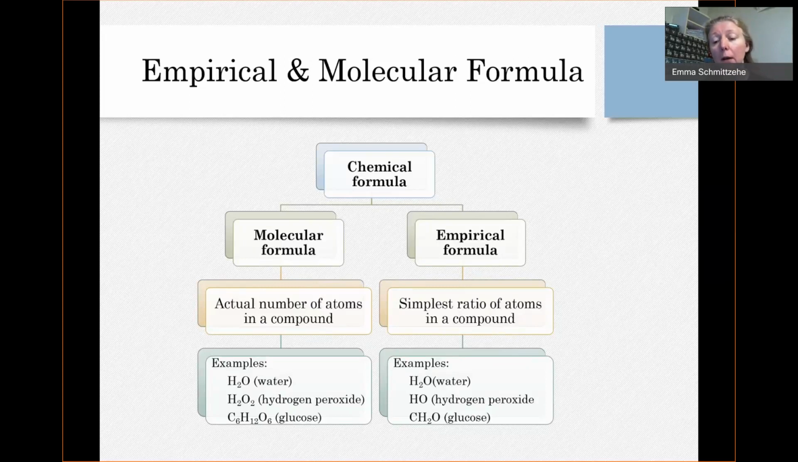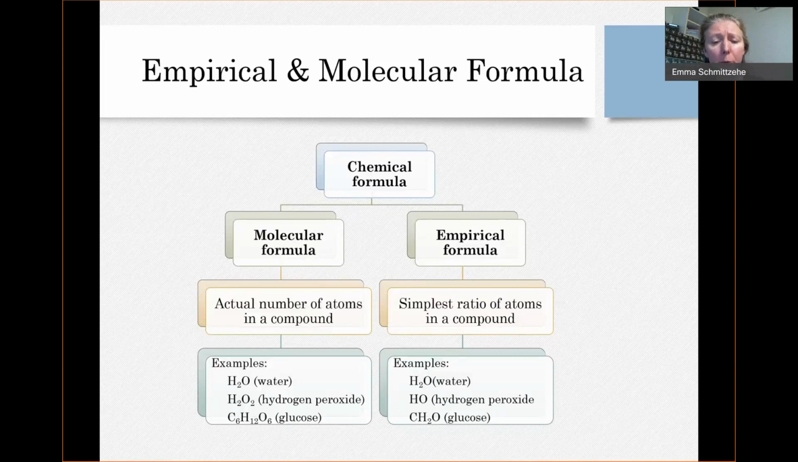Okay, but if we think about the definition of empirical formula being the simplest ratio of atoms in a compound, that's also H2O for water. Okay, so the simplest ratio of hydrogen to oxygen we can get is 2 to 1. Okay, so it should be whole numbers. So when we talk about an empirical formula, it's the simplest whole number ratio. So you can make note of that as well.